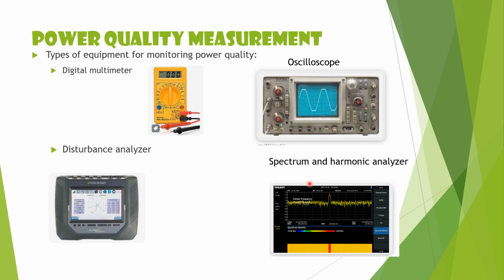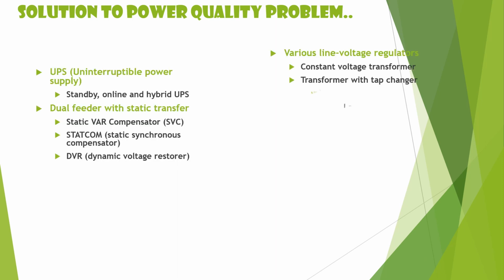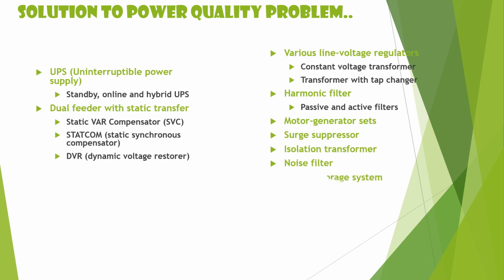And in the spectrum analyzer, you can see a waveform that has been analyzed, and in this area there is an overshoot, which appears as the red line. So this device is helpful for you to analyze the power quality here. Now these are a few solutions to power quality problems.